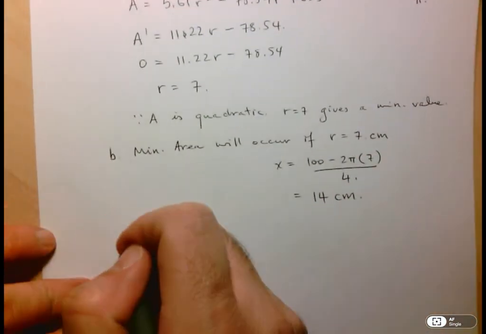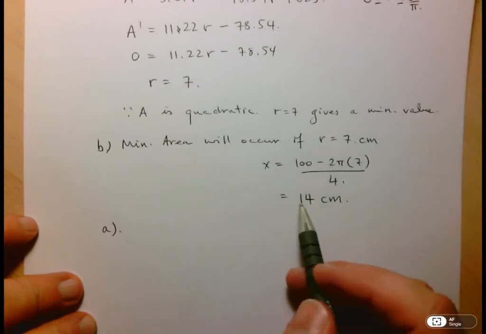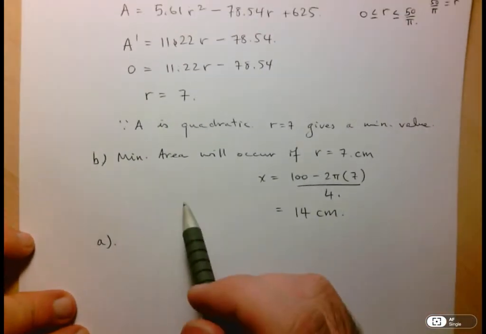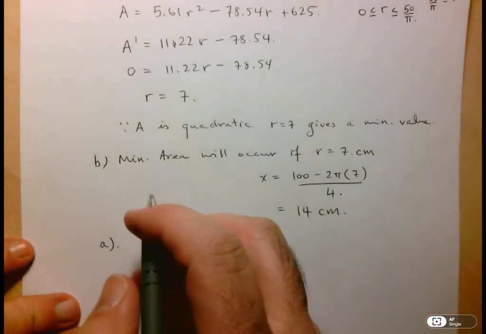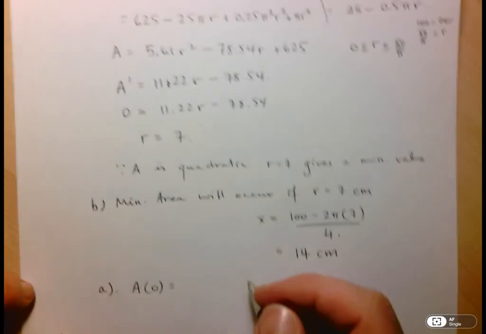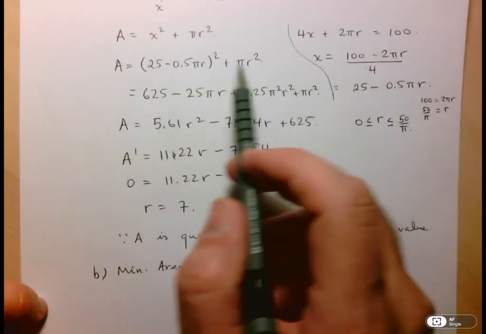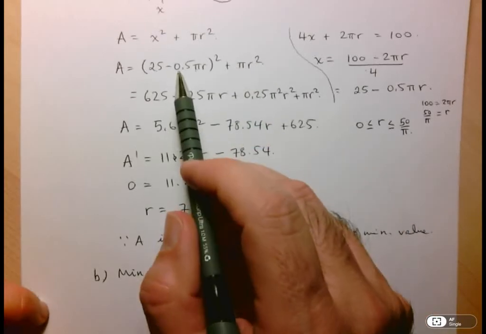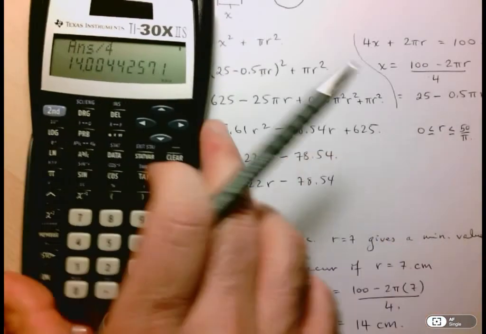Now for part A, we know already that the maximum cannot occur at the critical point, since it's quadratic and that's going to be a minimum. So we have to check the endpoints. The first thing we'll do is check A at 0. So what happens when r is equal to 0? This is just going to be equal to 0 for the circle part, so we just have to calculate the second part.